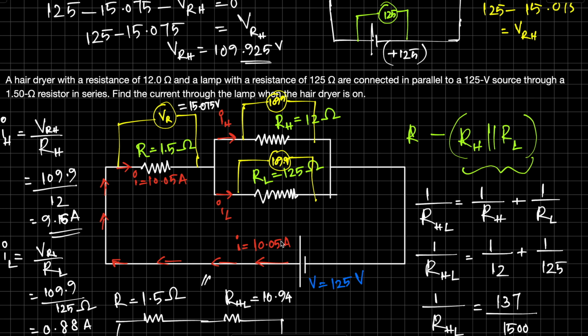That is almost the total current in the circuit, 10.05. It makes sense. The current flowing through the battery is 10.05. The same 10.05 would be flowing through resistor R. Upon reaching this junction, 0.88 would flow through RL, and the remaining 9.16 would flow through RH.